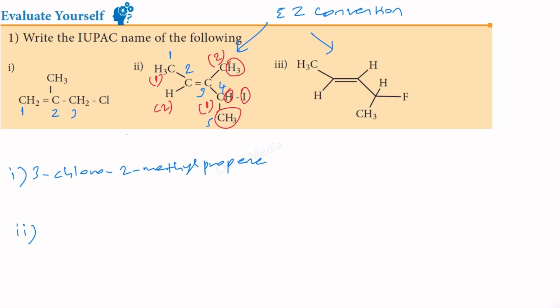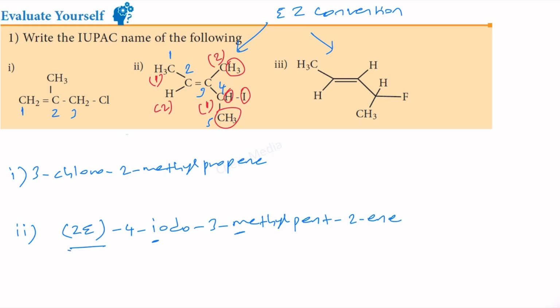Therefore, the IUPAC name for this molecule is 2E in parenthesis. At 4 position, we have an iodo group. So that needs to be mentioned first. And then 3-methyl. We are just following the alphabetical order. That's why the iodo group is mentioned first. We have 5 carbon atoms in the parent chain, therefore pent-2E.